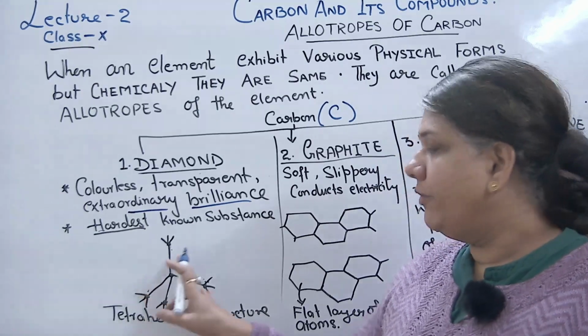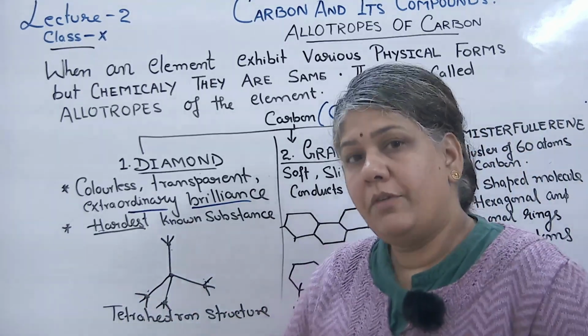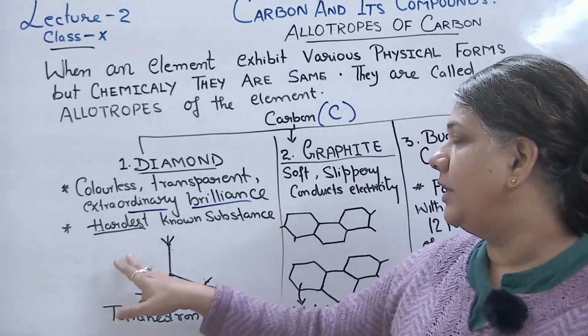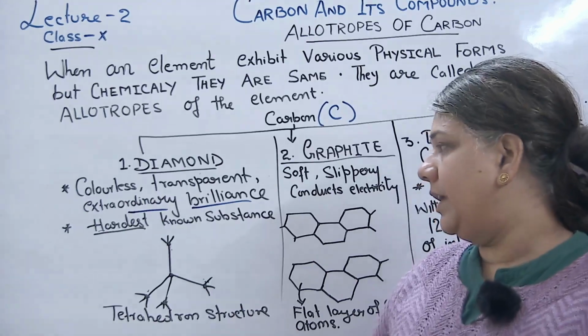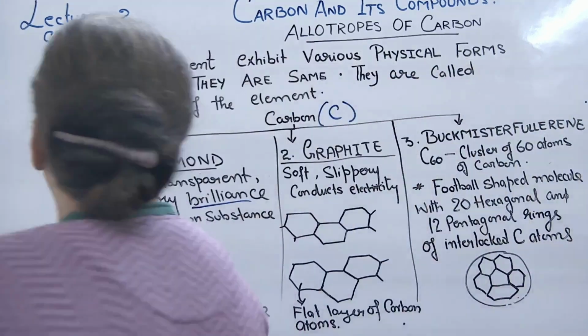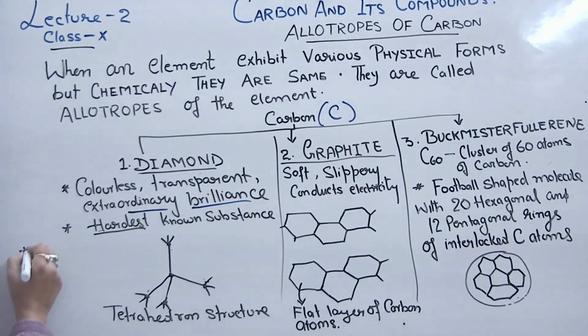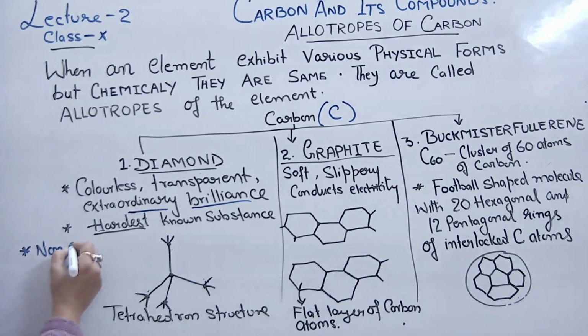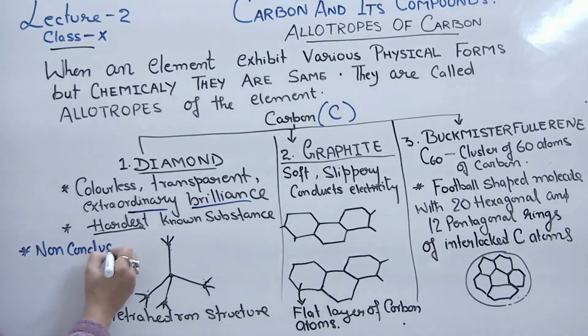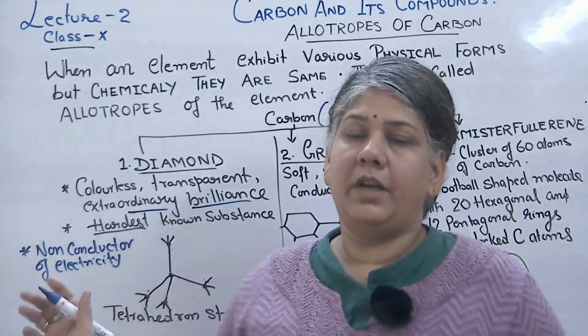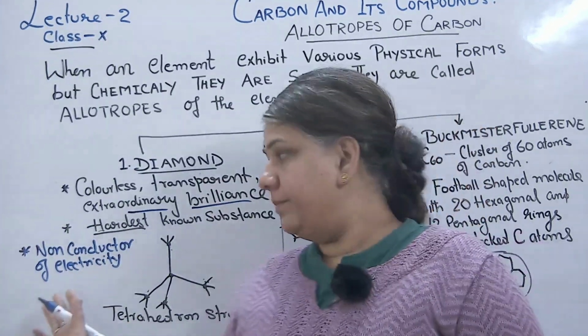Since all four valence electrons are used up in forming covalent bonds, no free electron is there, hence diamond is a non-conductor of electricity. So you can add one more point here: non-conductor of electricity, since there are no free electrons, all the four valence electrons are used up in bonding.